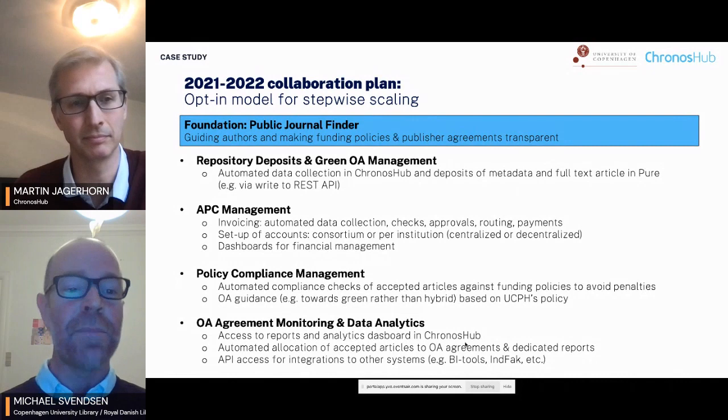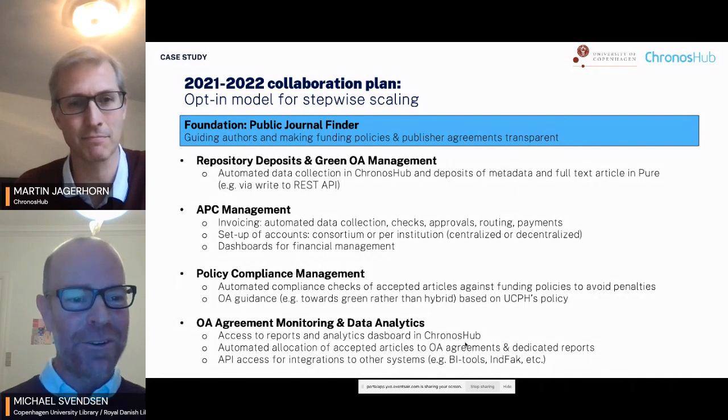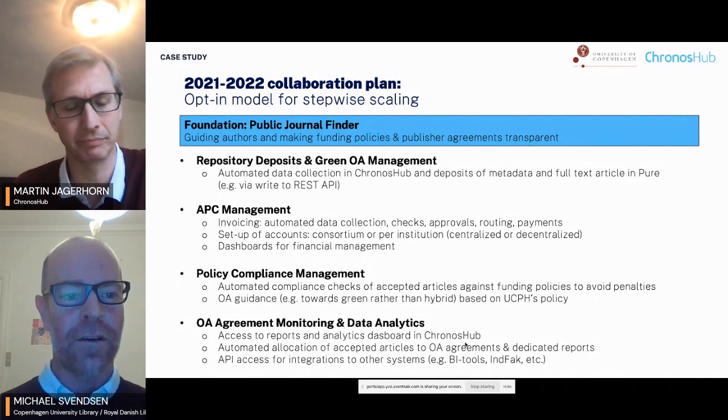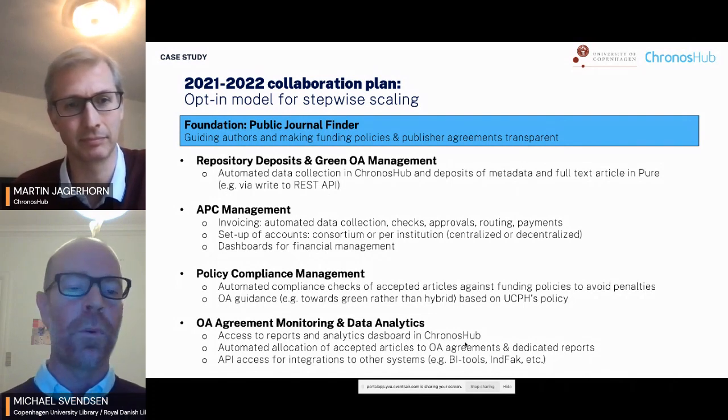Then on the APC management, as a really decentralized university, it has been a bit more difficult. We're not a top-down university. We have really strong faculty, and they really get into the economics of publishing, and to take that, as a Royal Library and University Library, into our kind of administration has been really difficult.